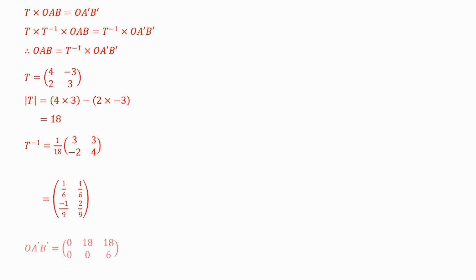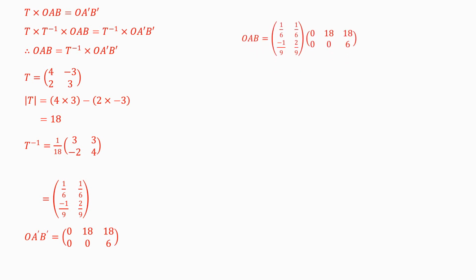Then we were given the coordinates of O, A prime, and B prime as 0, 0, 18, 0, and 18, 6. So we can obtain the coordinates of OAB by multiplying the inverse of T by the coordinates of OA prime B prime. And that gives us 0, 0, 3, negative 2, and 4, negative 2 over 3. So the coordinates of O are 0, 0, of A 3, negative 2, and B 4, negative 2 over 3.